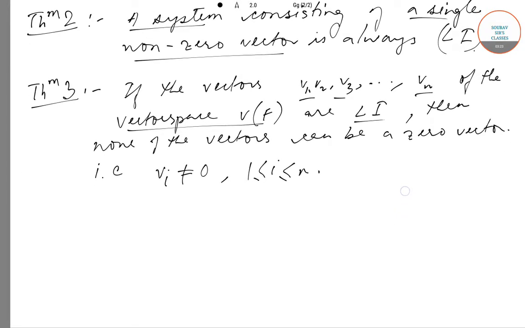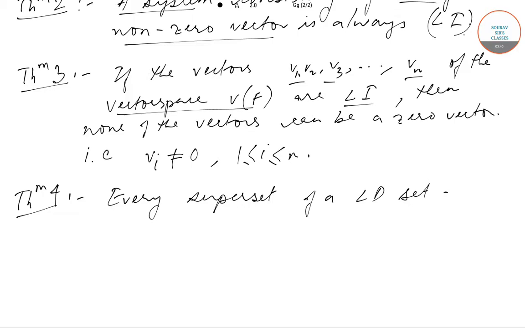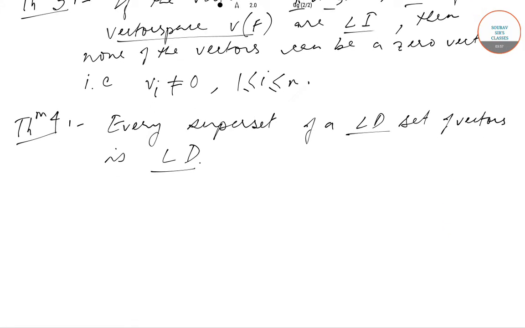Now let's move on to theorem 4. In theorem 4 it is said that every superset of a linearly dependent set of vectors is linearly dependent. So every superset of a linearly dependent set of vectors is also linearly dependent. This is what we mean by theorem 4. Now let's move on to the next theorem, which is theorem 5.